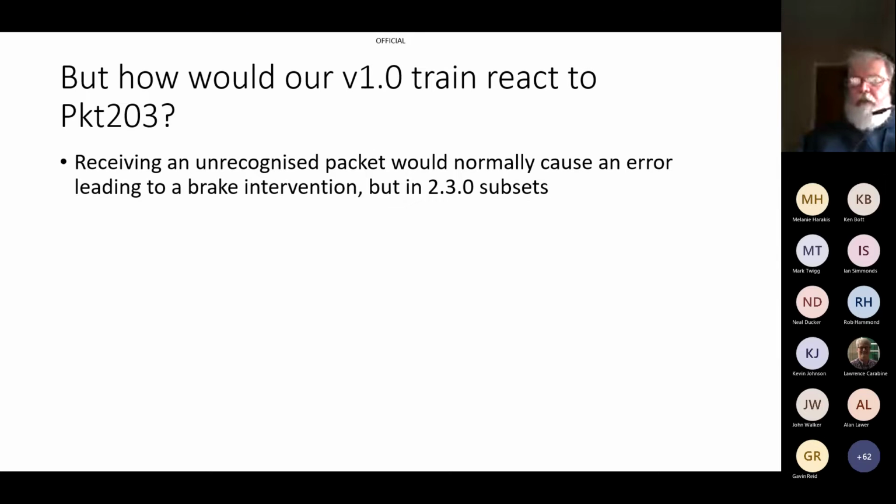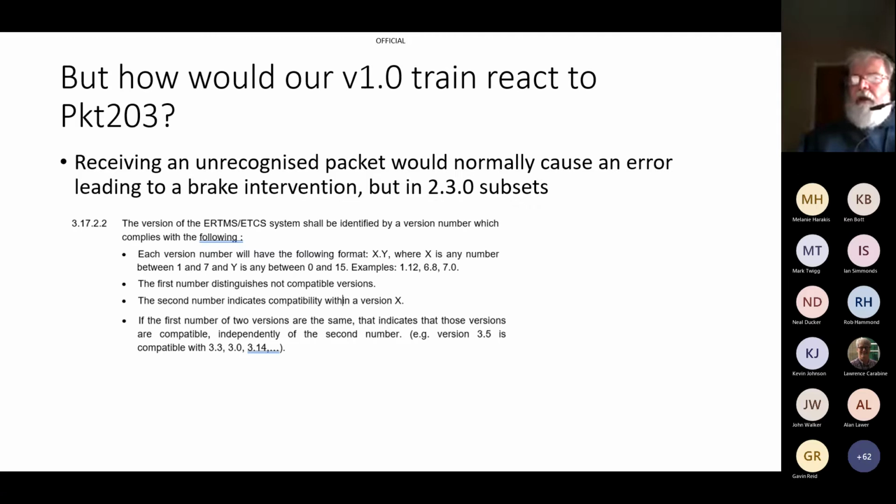But if we actually look in the baseline 2 subsets, and this also applies to baseline 3, to pick up Peter's comment from earlier, the version is identified by a version x.y. The first number, the x, distinguishes whether the version is compatible. If the first number is lower than the one you are operating to, then it is compatible. If it's higher, then it's incompatible. Whereas the y part of the version indicates compatibility within the version.